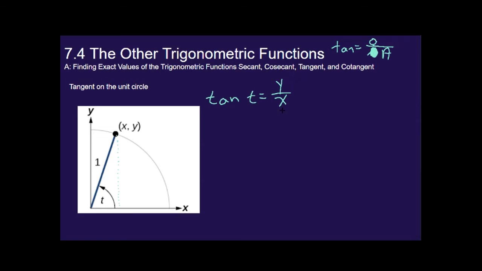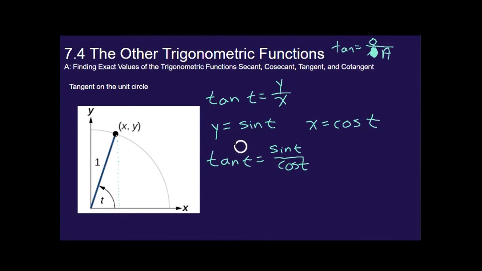Y divided by x. Putting in what we already defined, remember a few slides ago we said that y is equal to sine of t and x is equal to cosine of t. We can also substitute those in here. So tangent of t is equal to sine t over cosine t. Okay, so we can define tangent in terms of sine and cosine on the unit circle.